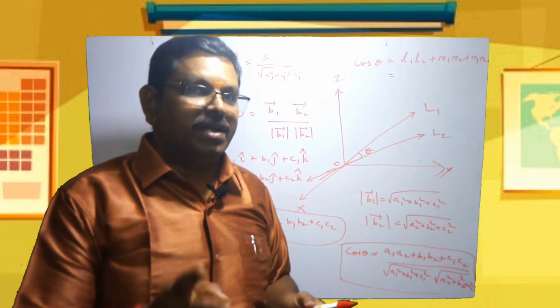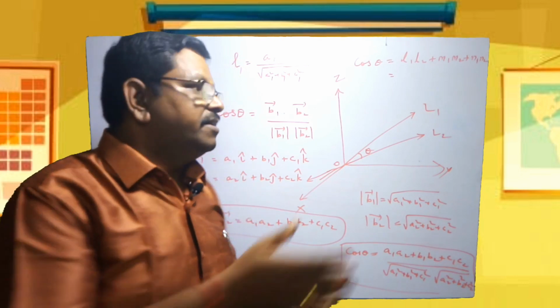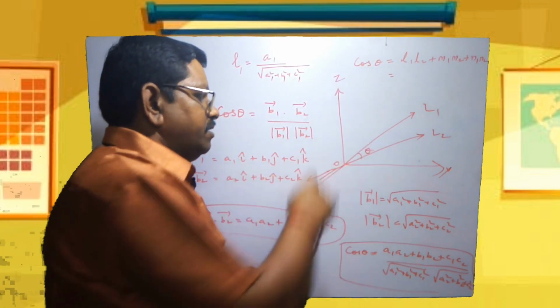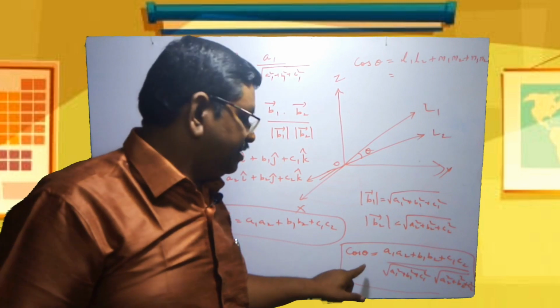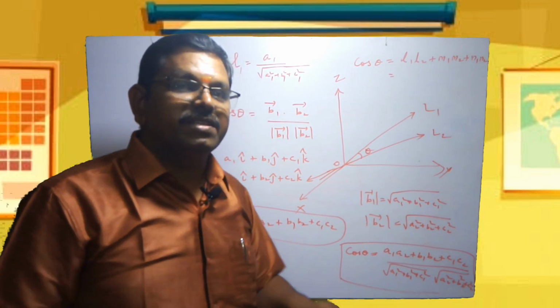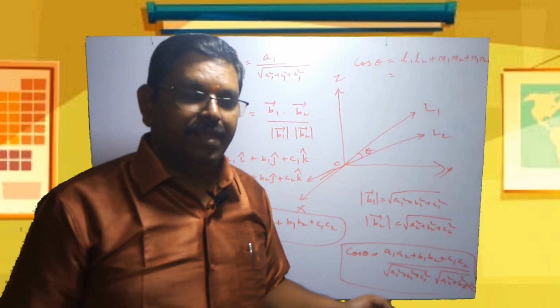Now we have two different formulae. When direction cosines are given, we have to use this formula. When direction ratios are given, use this formula to find the angle between the two lines.